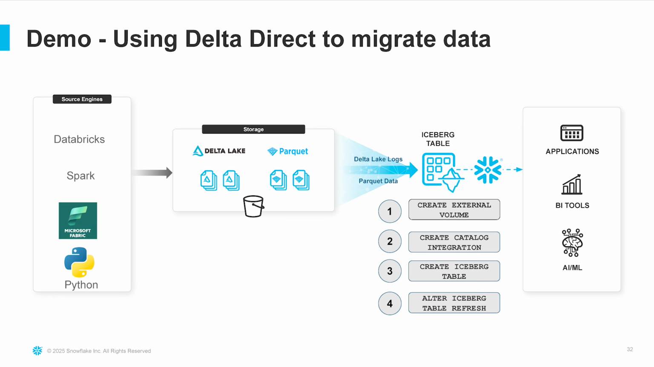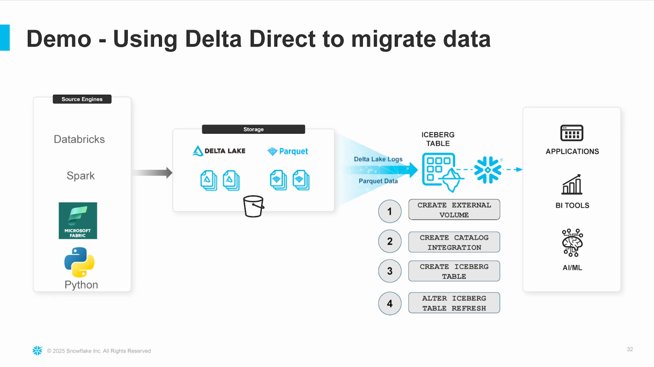As you see in the diagram, we have multiple source engines and multiple storage formats. In this case, we are going to convert the Delta format into Iceberg format using Delta Direct. We read it from ADLS, or wherever we are storing it, such as an S3 bucket, and then convert it into the Iceberg table by following 4 steps. First is creating the external volume, then the catalog integration, then creating the Iceberg table, and then the alter Iceberg table refresh. Once it is available in Snowflake in Iceberg format, it will be available for multiple applications.